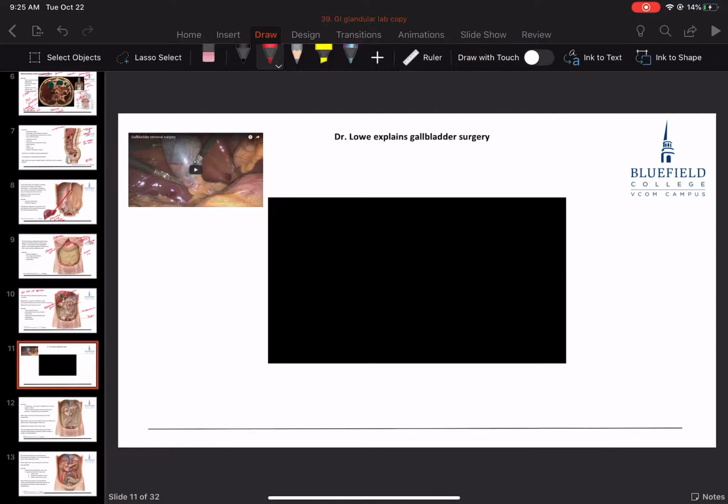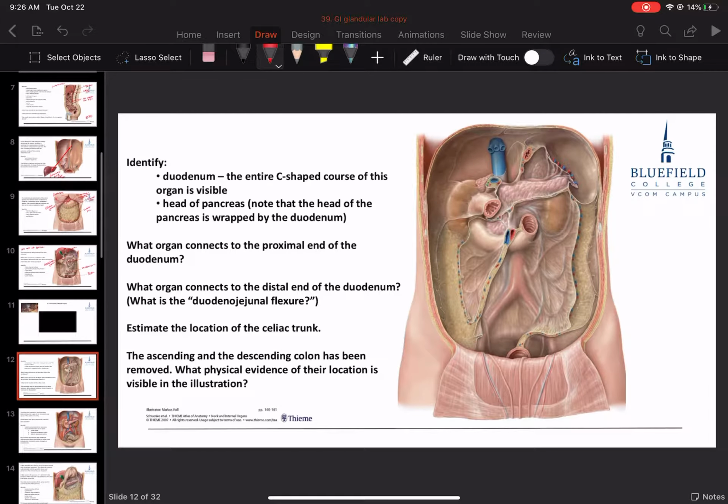So, okay, here we've dissected a little bit further. What have we done to go from here to the next slide? It looks like we're going to take out some of the large intestine. What did we take away from here? The ascending. And here is where we've transected the transverse mesocolon, because the transverse colon is intraperitoneal. Here's where we took out the descending colon.